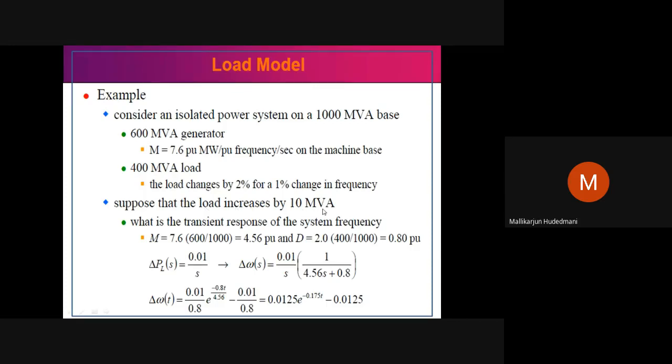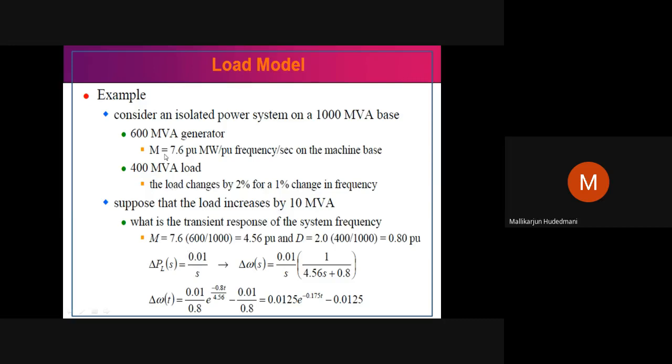This is exactly opposite to the calculation I was observing. The problem which I have just now seen was a load decrease of 10 MVA. In this problem I am finding a load increase by 10. Then what is the transient response of the system frequency? It means what will be the behavior of the system during that.